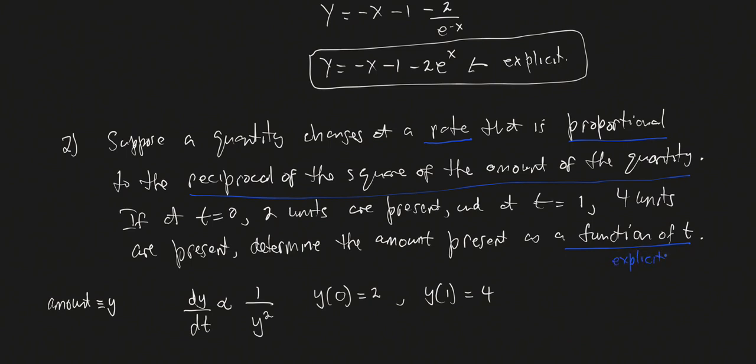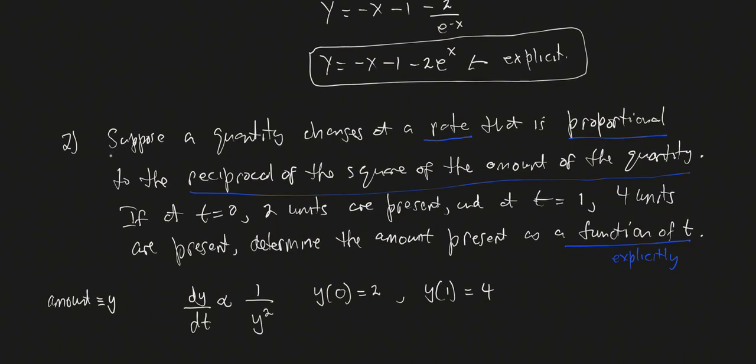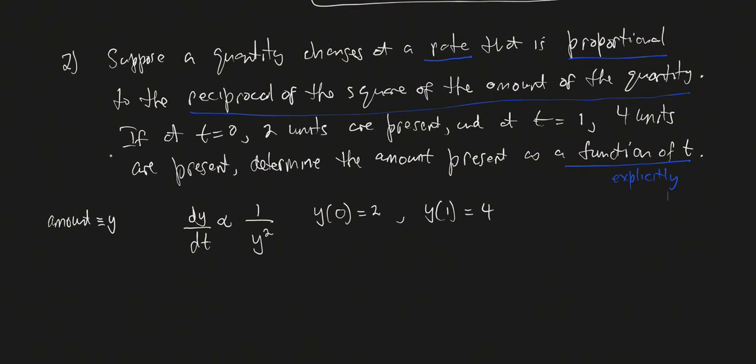In other words, we don't want y to be a function of itself, right? We don't want it to be implicit. We want it to be explicit. Okay, so let's see. Now that we've parsed that paragraph into these statements, the other thing we need to do is to convert this to a differential equation.